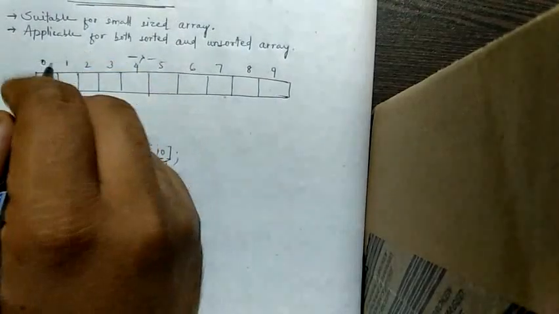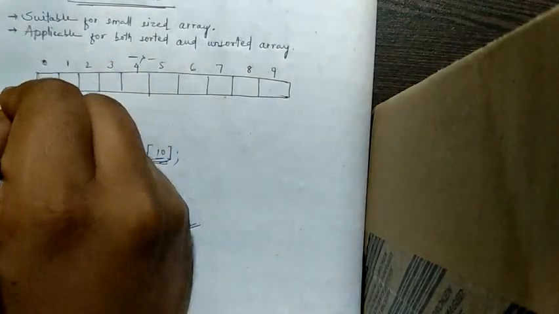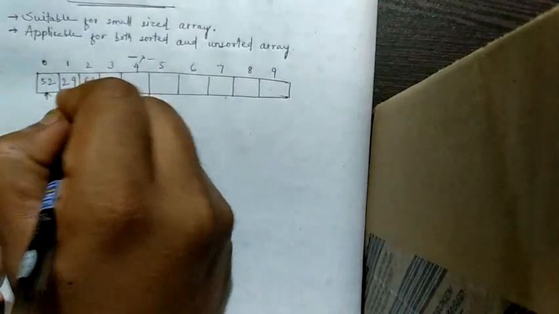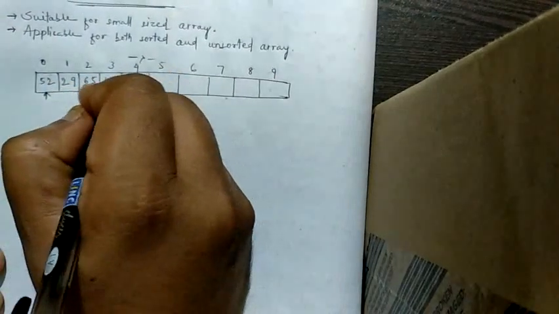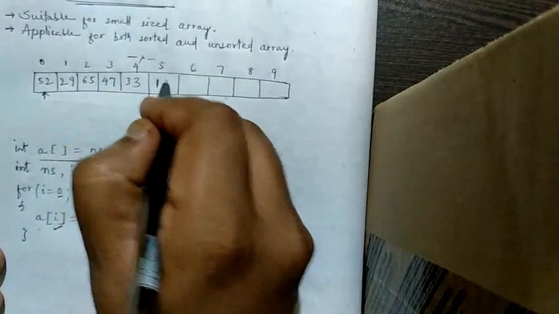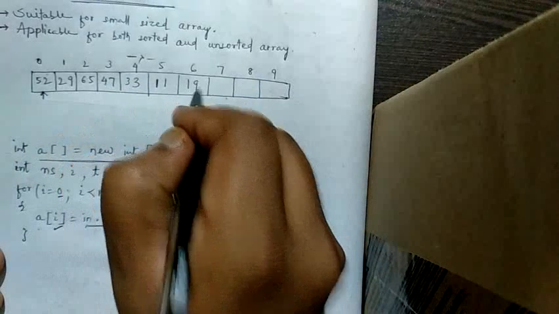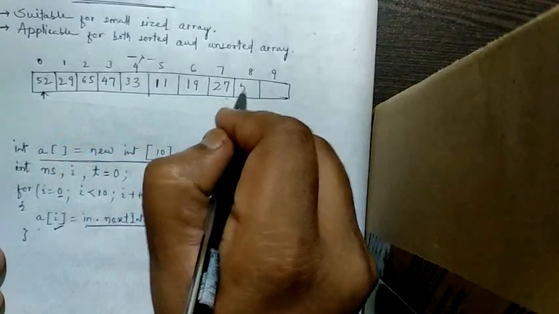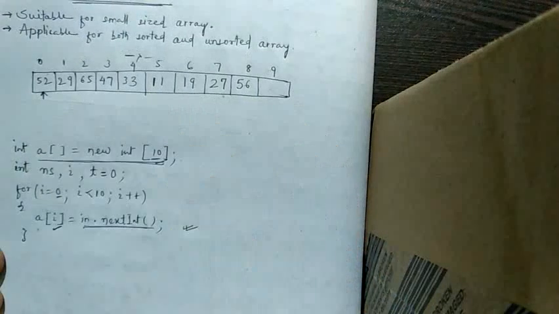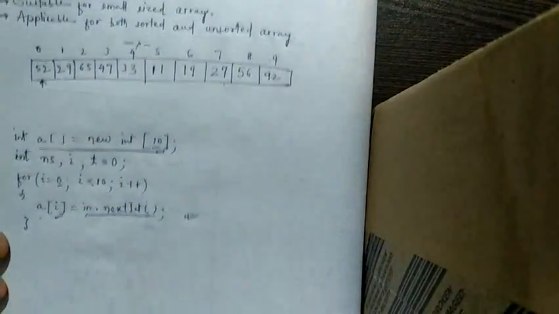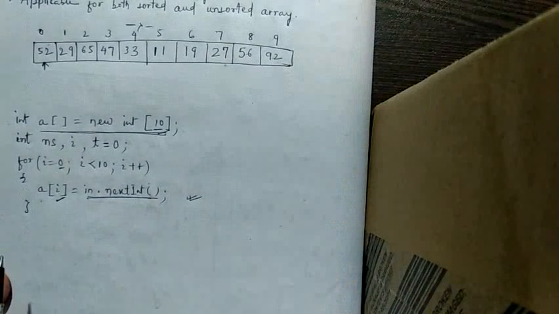Let us suppose the values are random. I will enter 52, 29, 65, 47, 33, 11, 19, 27, 56 and 92.